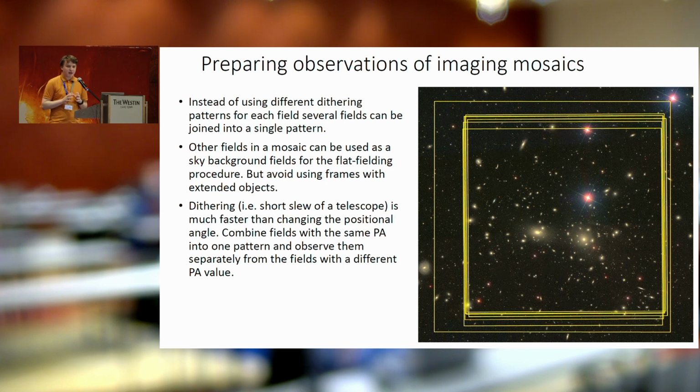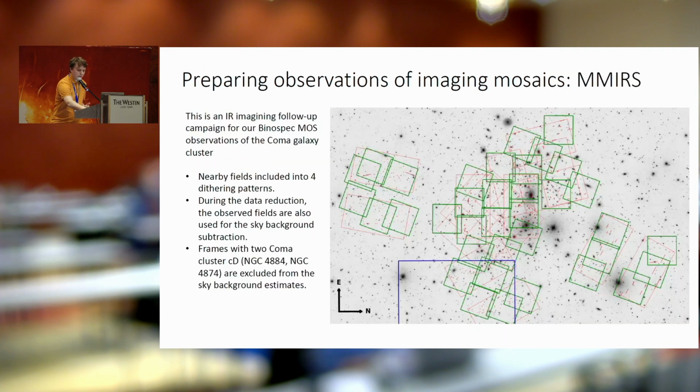But at the same time, if you plan to observe different fields at different positional angles, it's better to do them fully separately, because, as I said, it takes a lot of time to change the telescope positional angle. And this is what we did in our project.